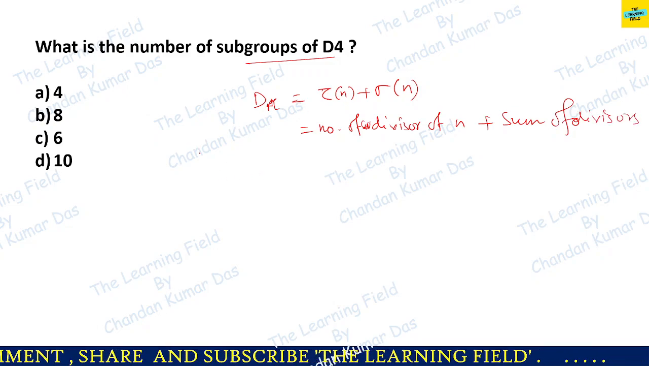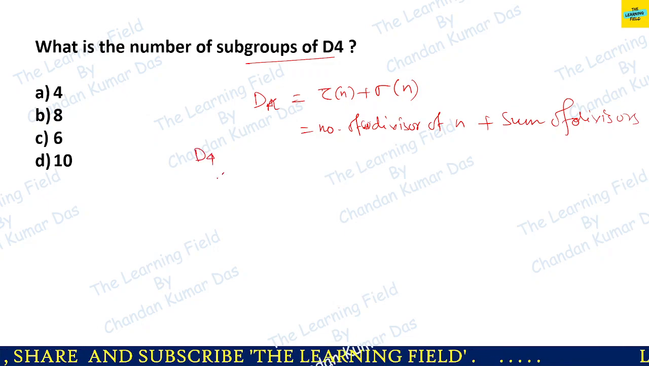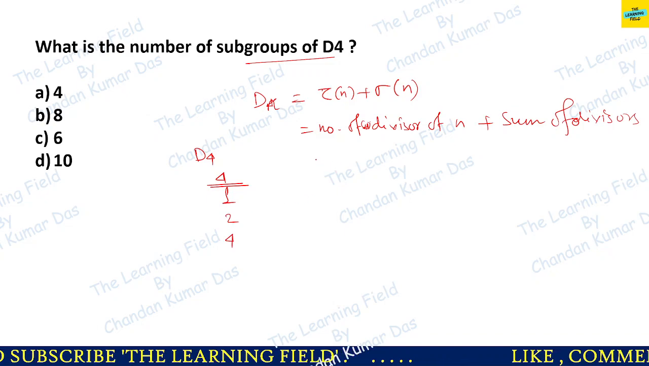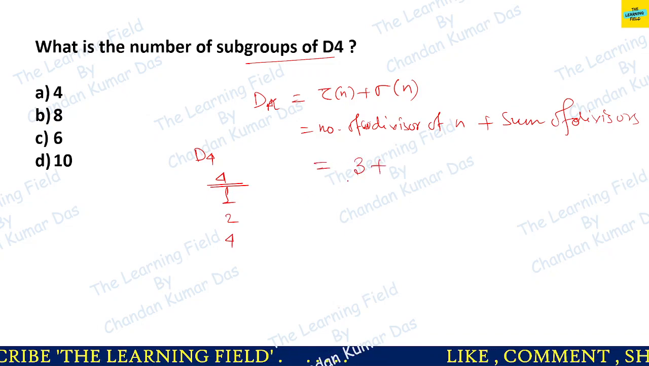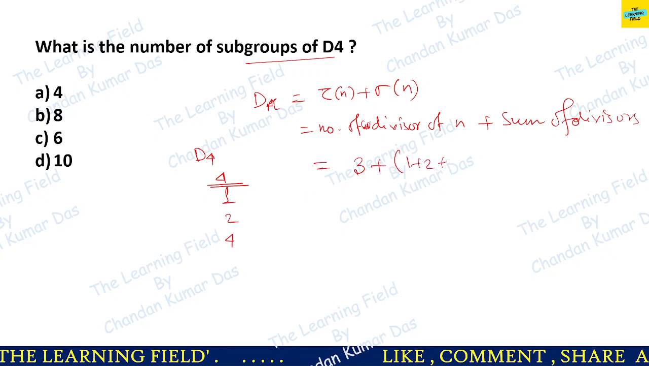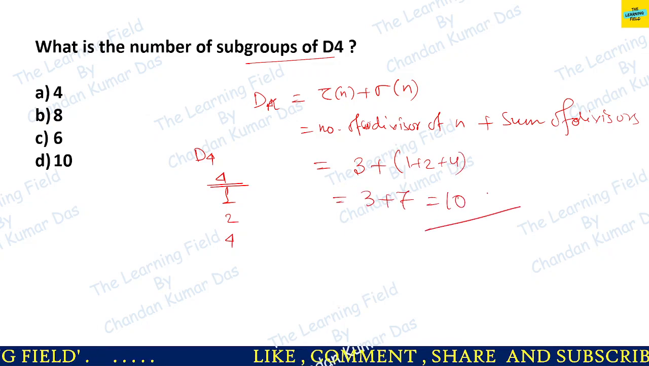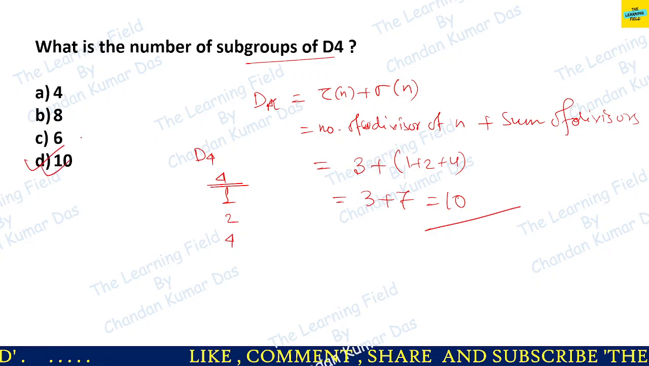तो नाउ D4, 4 का डिविजर्स क्या क्या है. ठीक है, तो 4 का डिविजर्स जो है 1 है, 2 है एंड 4 है. ठीक है, तो नंबर ऑफ डिविजर कितना है 3 एंड सम ऑफ डिविजर्स मींस 1 + 2 + 4 which is equal to 3 + 7 which is 10. Okay, so the answer is option D.